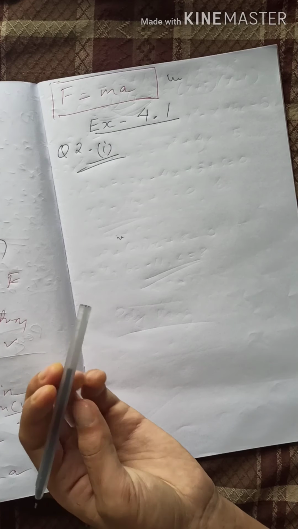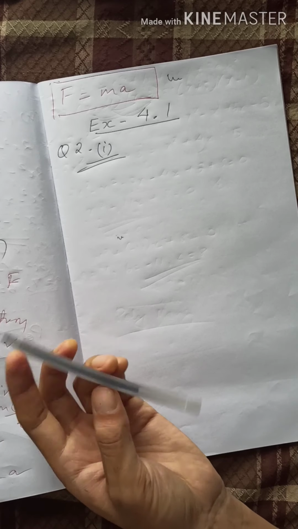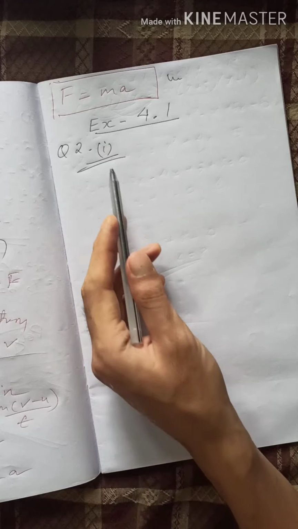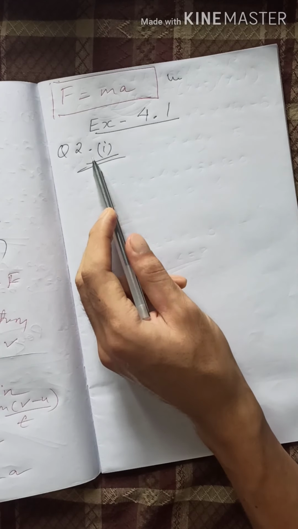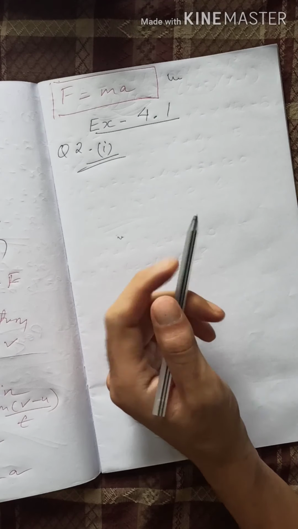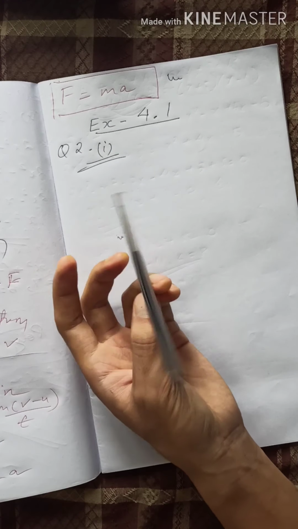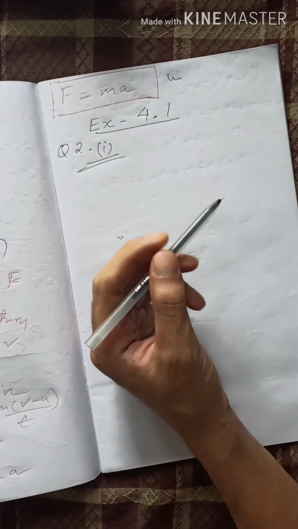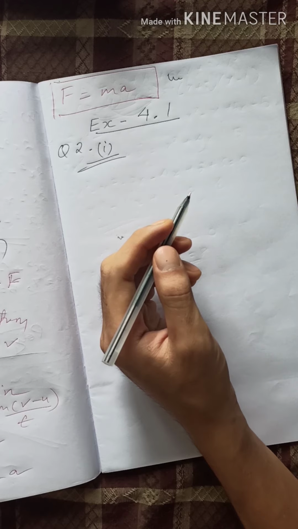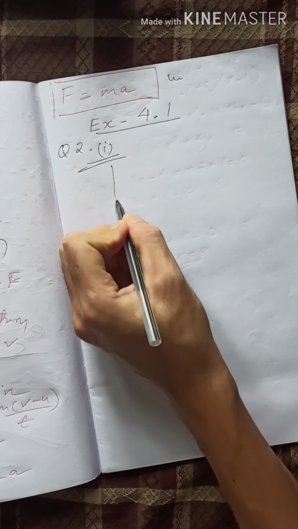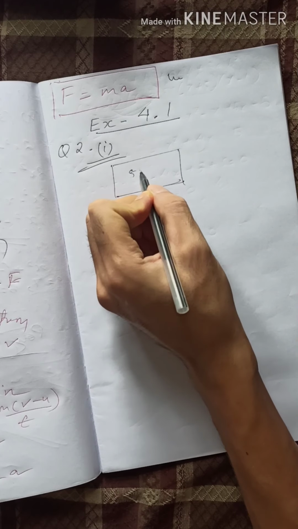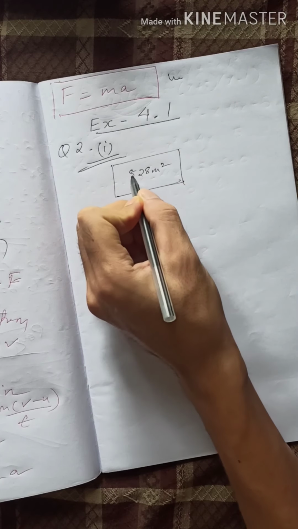So we were doing quadratic equations. In the last class I did exercise 4.1 question number 1. Now let's do exercise 4.1 question number 2, Roman number 1. I'm sure you have your textbook, so everyone please look at your textbook. The area of a rectangular plot is 528 meters square. So the area of the rectangular plot is how much? 528 meters square.